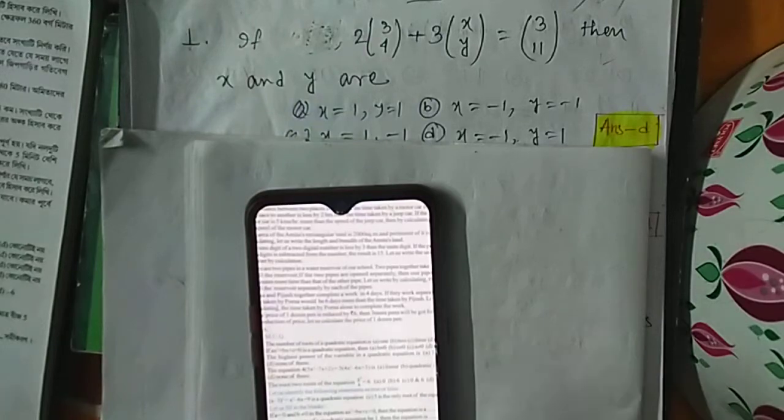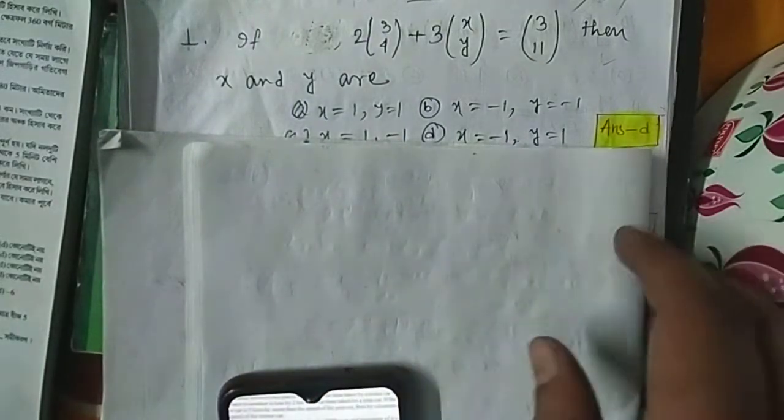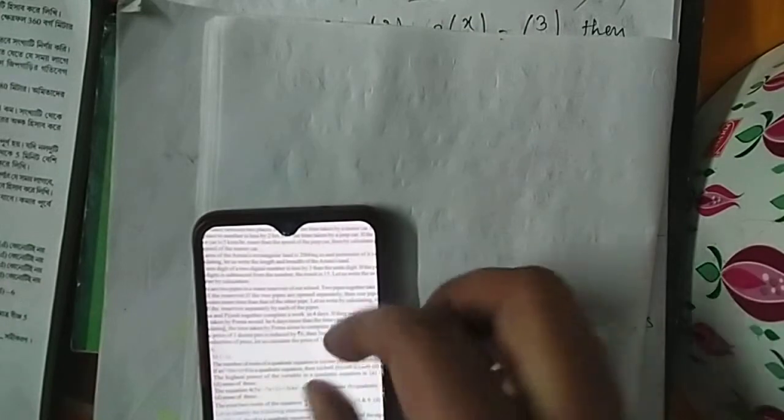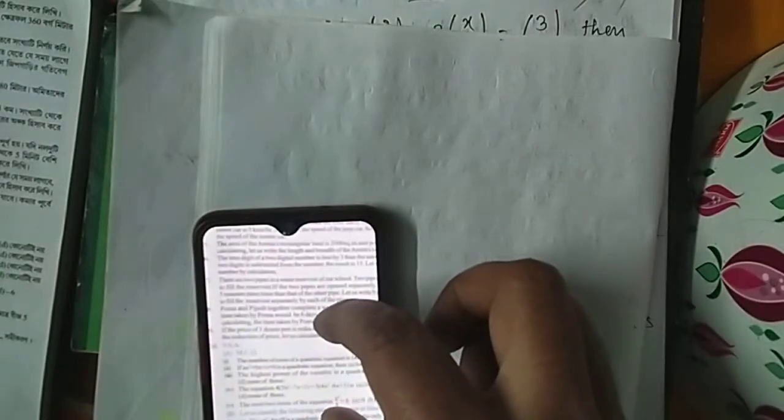Now I will discuss the MCQ of exercise from exercise 1.3. At first, question number A from 10. That is a very short answer type question. The first question is: the number of roots of a quadratic equation is 1, 2, 3, none of these.